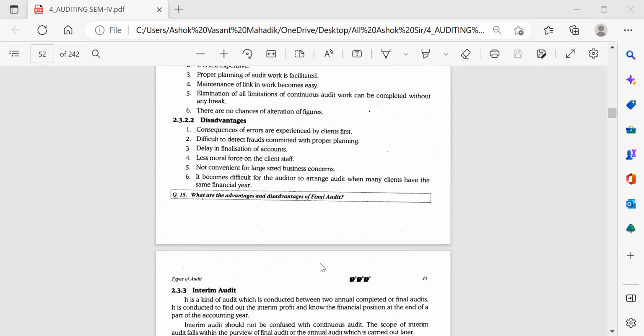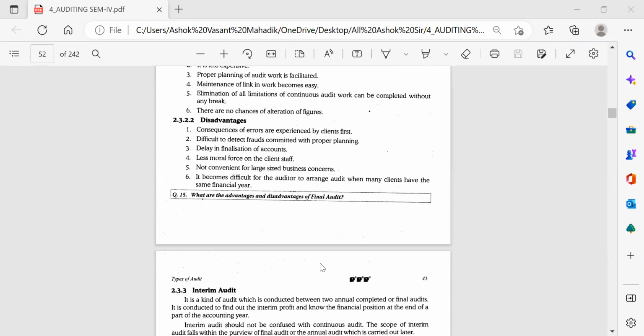See, already the auditor has waited for the final accounts to be made, and then he'll apply his audit staff. At that time, while making the final accounts or making the tax returns, these audit people have a lot of work. So the finalization of accounts may be delayed due to this. There is no moral check on client staff because everything is done after the year is over. So if they are committing any fraud or error, no problem. The auditor will come to know only after 1 year.